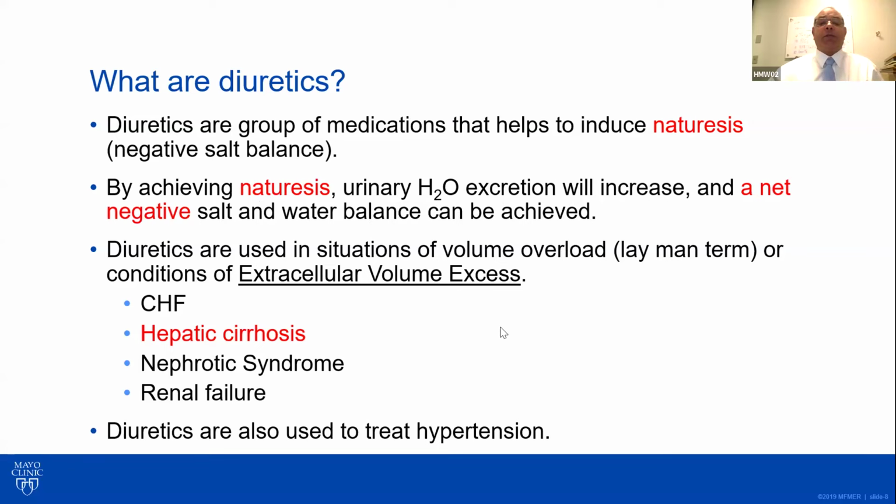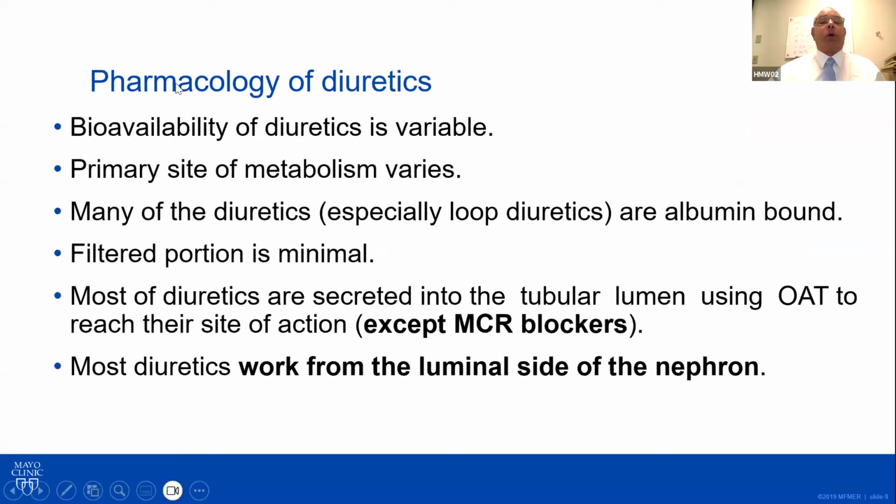You can use them in multiple different situations of extracellular volume excess. People call it volume overload, but we nephrologists call it extracellular volume excess, like in hepatic cirrhosis, congestive heart failure, nephrotic syndrome, and even in renal failure. You can also use diuretics to treat other conditions, most commonly hypertension, for sure.